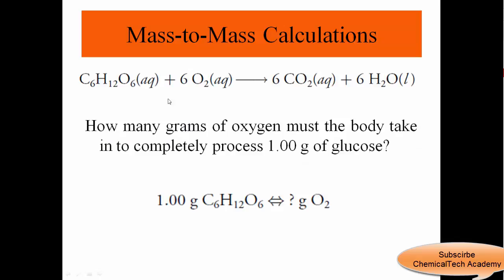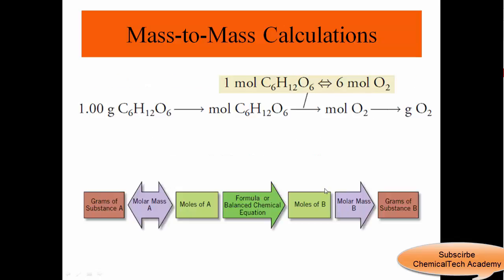Let's have some examples. For example, here we have glucose plus oxygen going to give us 6 CO2 plus 6 water. So how many grams of oxygen must the body take in to completely process 1 gram of glucose? Then we need to see how much oxygen we require. So we need to convert this gram of glucose to number of moles, and here we have this relationship. 1 mole of glucose will react with 6 moles of oxygen. So then we can convert it again from number of moles of oxygen to mass of oxygen.